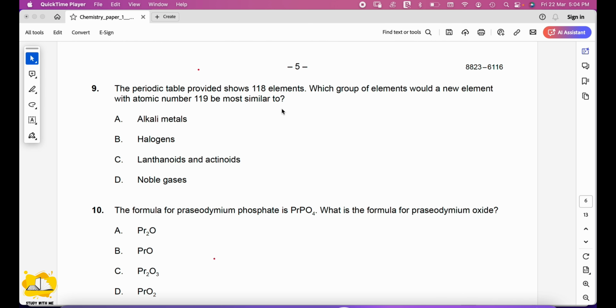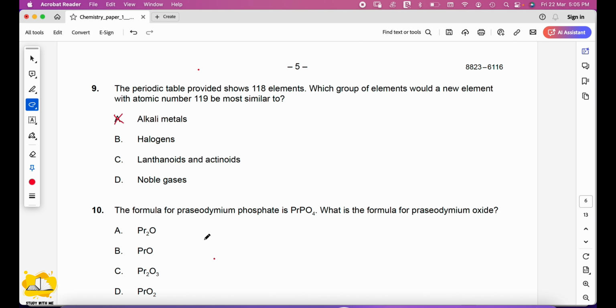Okay, for number 9, the periodic table provided shows 118 elements. Which group of elements would a new element with atomic number 119 be most similar to? 118 is the last element in group 8 in the periodic table. So element 119 would be most similar to alkali metals, because it will start from the left side again. So the answer will be A.